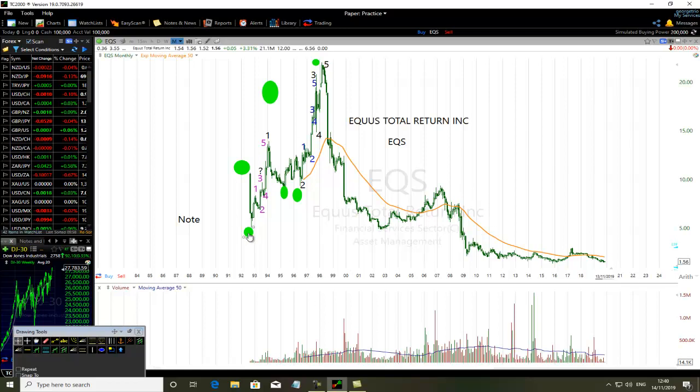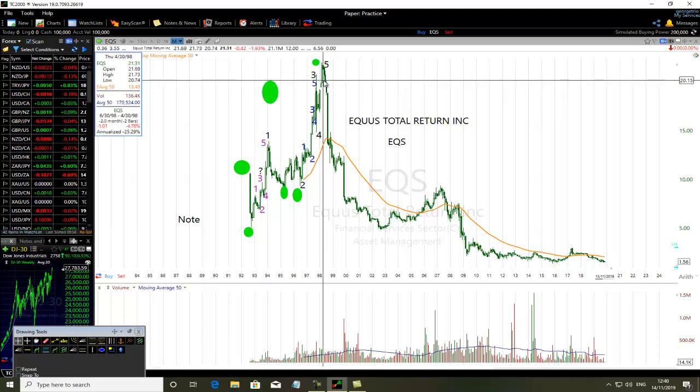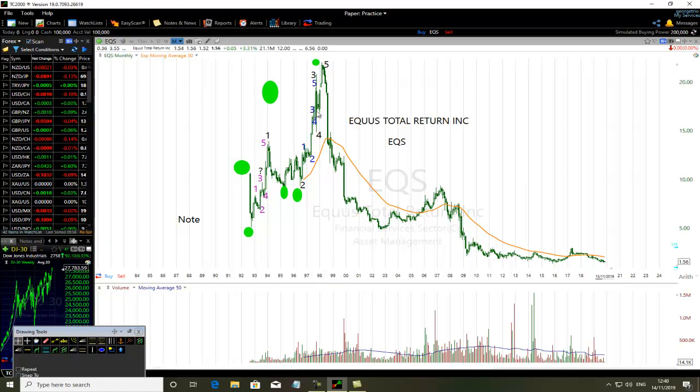The trend first started in 1993 and ended, which year was that? Okay, 1998. All right, and now this is the third wave in black, ending right there, followed by the fourth wave right there. Now, fourth wave and the fifth wave right there.